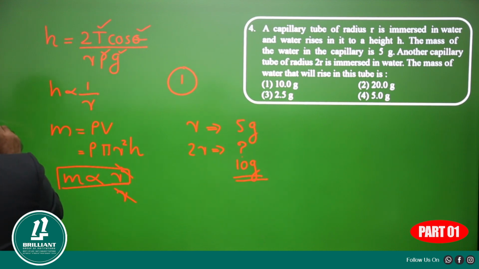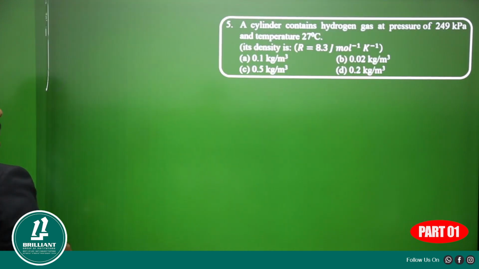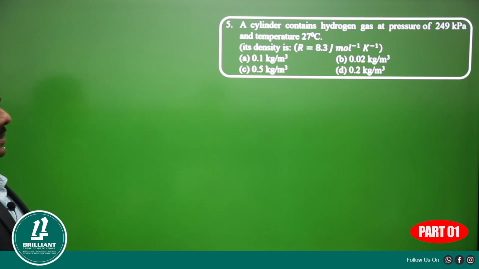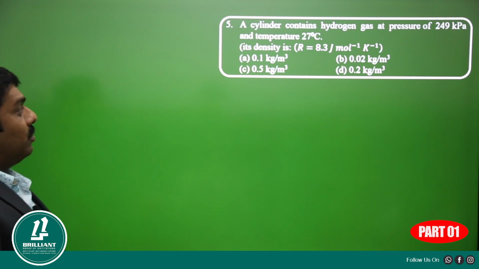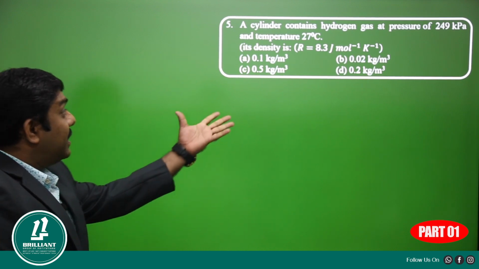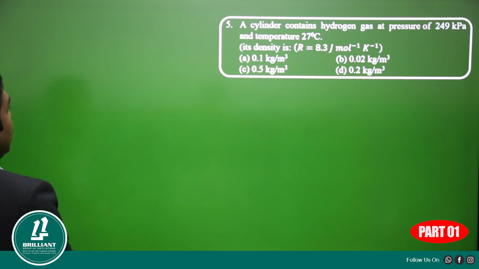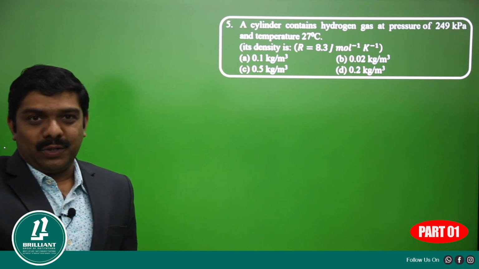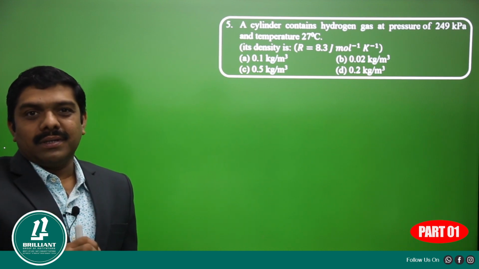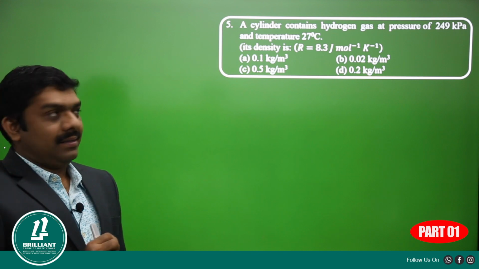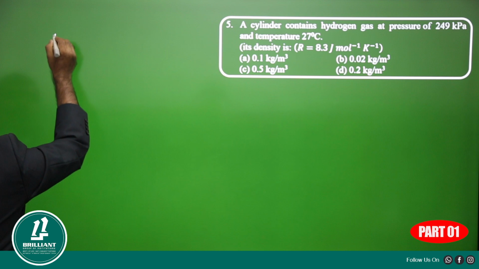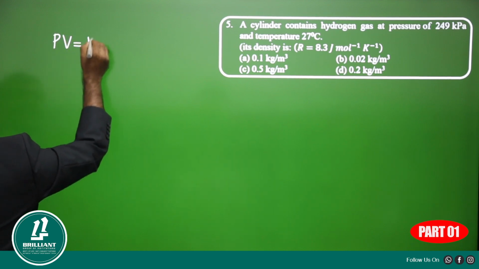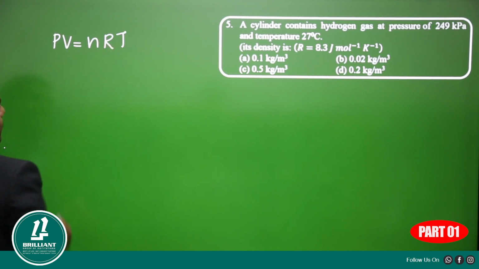See the question here. A cylinder contains hydrogen gas at a pressure of 249 kilopascal and temperature 27 degrees Celsius. What is its density is the question. See, this question is based on the Part 2, +1 textbook, kinetic theory of gases, where the equation of an ideal gas is PV equals nRT.